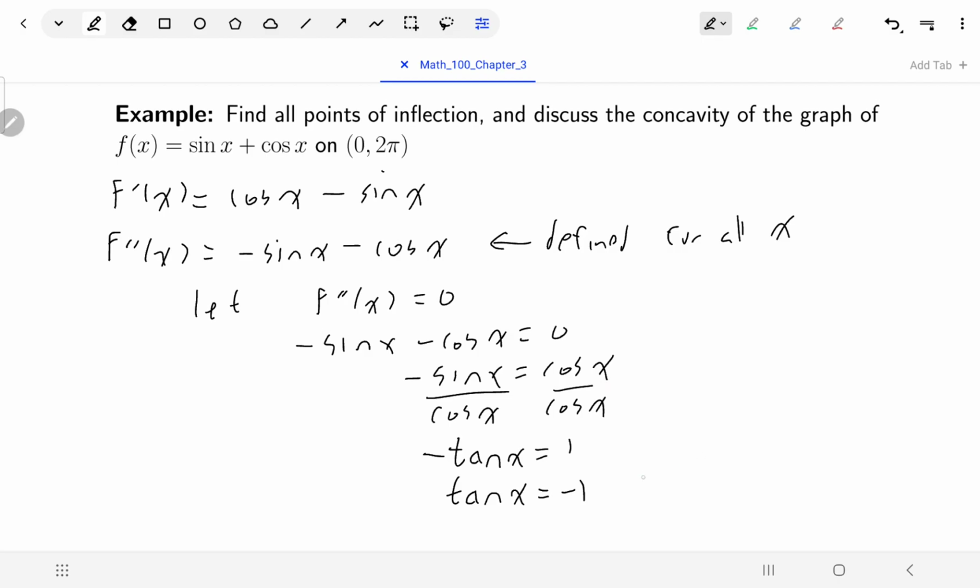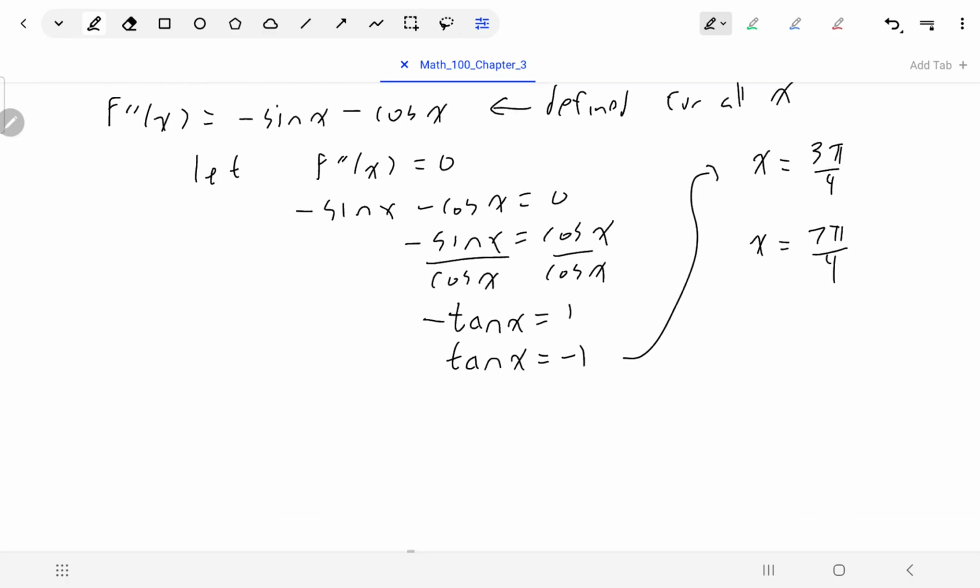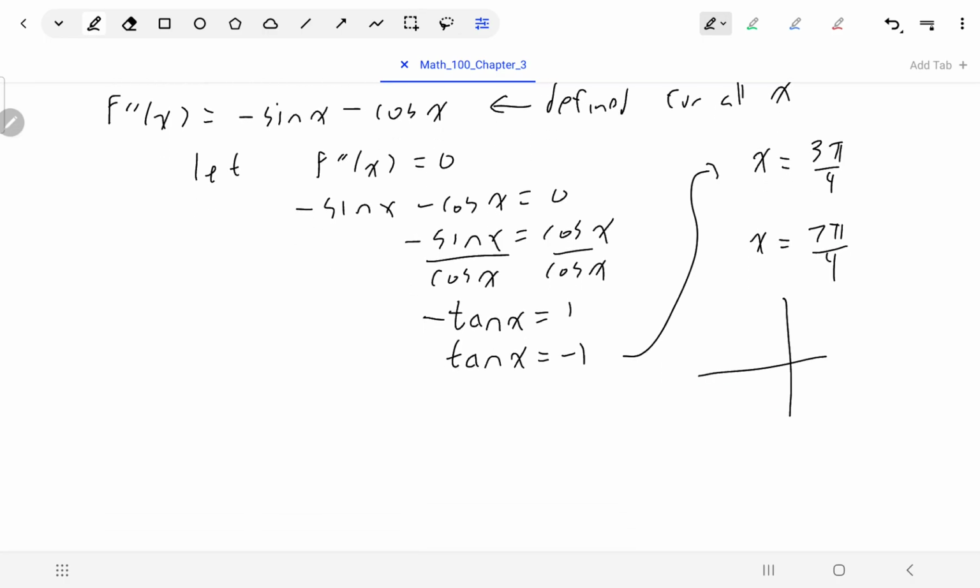And now I just need to solve and find out when tangent of x is equal to -1. And I know that there's two places where that happens. One of them is at 3 pi over 4, and then the other one happens to be at 7 pi over 4. So there's those two places. There's in quadrant 2, and then there's also in quadrant 4.